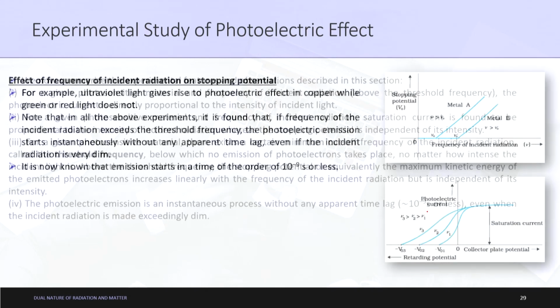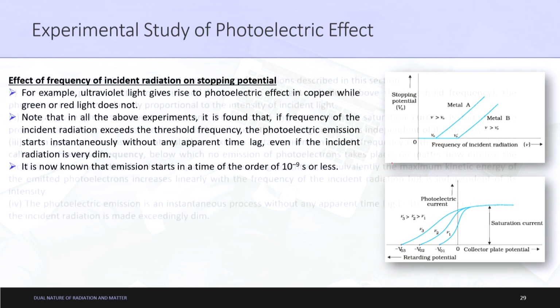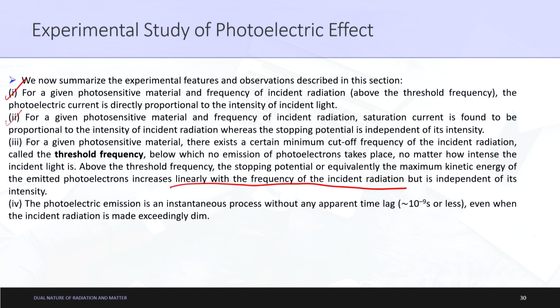Okay, so even if the intensity is very dim, this can still be explained as long as the frequency is greater than this threshold frequency. Below it, even if you increase the intensity to a very high value, no photoelectric effect will be visible. Okay. The fourth point, so this thing has also been explained.